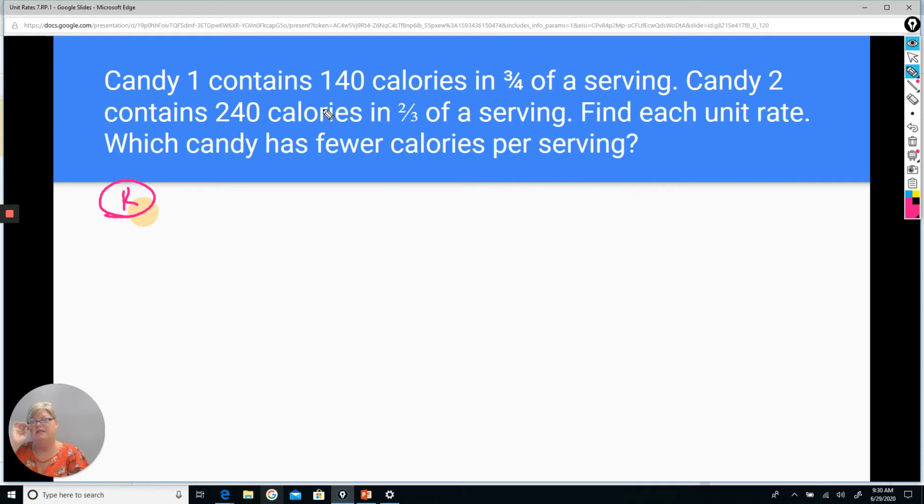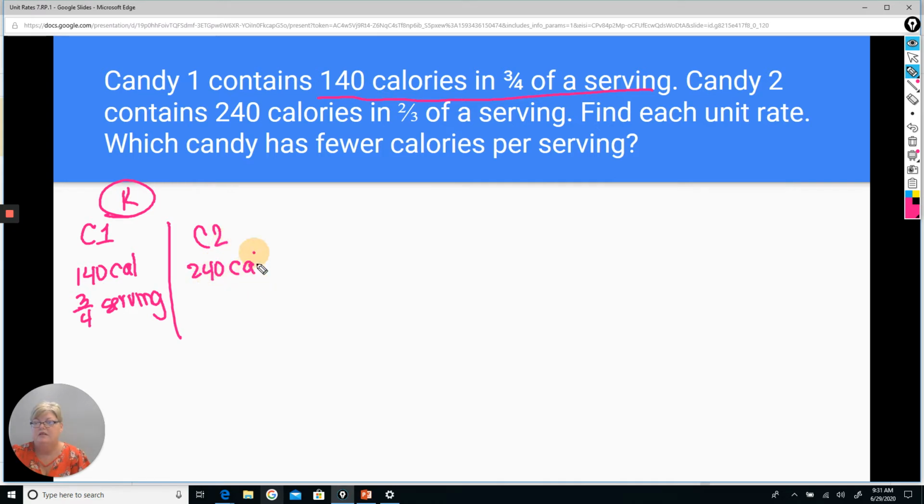Candy 1 contains 140 calories in 3/4 of a serving. So I'm going to write C1 has 140 calories in 3/4 of a serving. Okay, so we've got this part right here. Candy 2, so I'm going to separate this. Candy 2 has 240 calories in 2/3 of a serving.